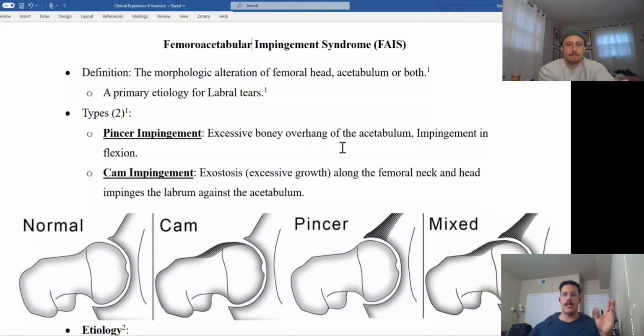And then if you're able to see the doc that I have pulled up, you'll see that FAI is commonly associated with labral tears. We'll talk a little bit more about that too, because that is going to be a huge differential diagnosis when examining these patients. Sounds good to me.